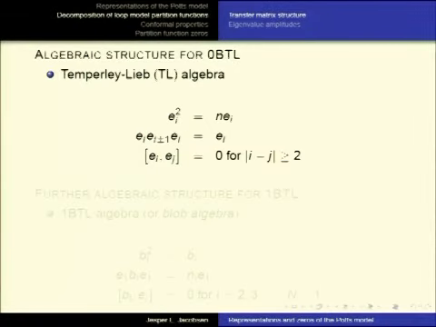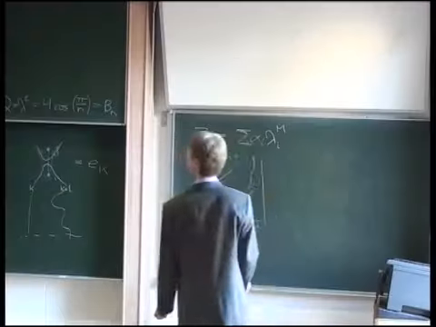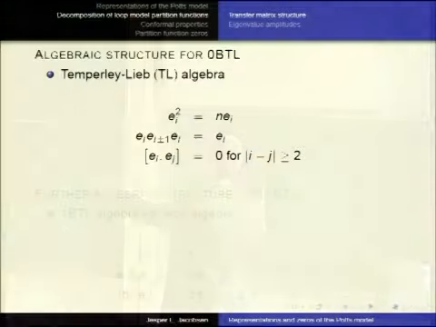Right. There's an algebraic structure behind all of this, which is called the Temperley-Lieb algebra. So the idea is that if I start stacking these generators here, I should generate some relations. So let's just look at the top relation here.